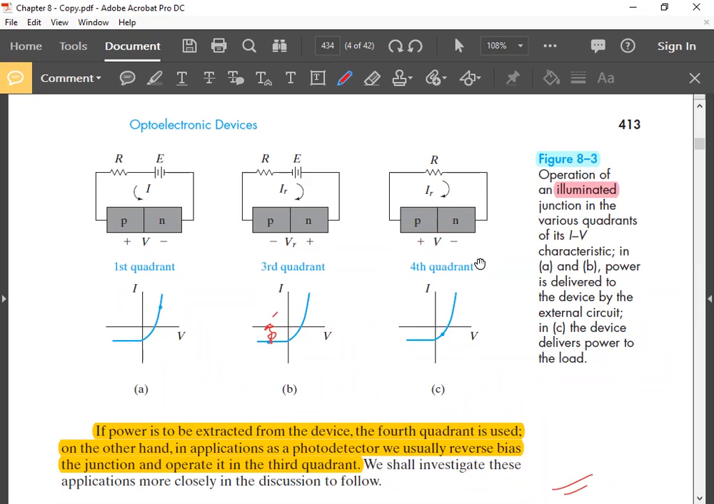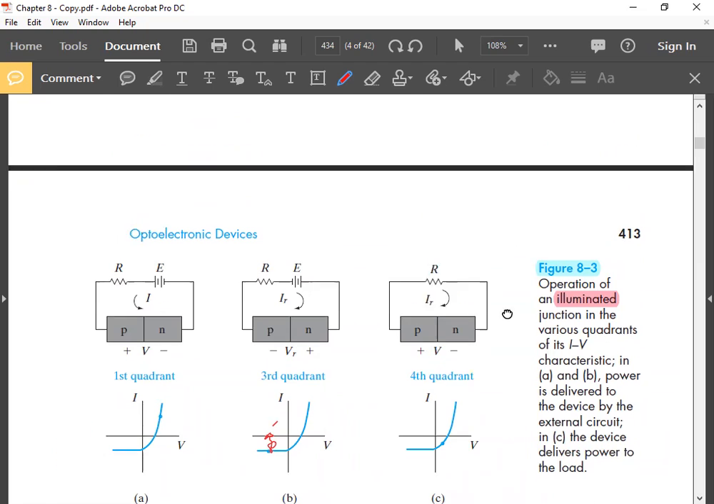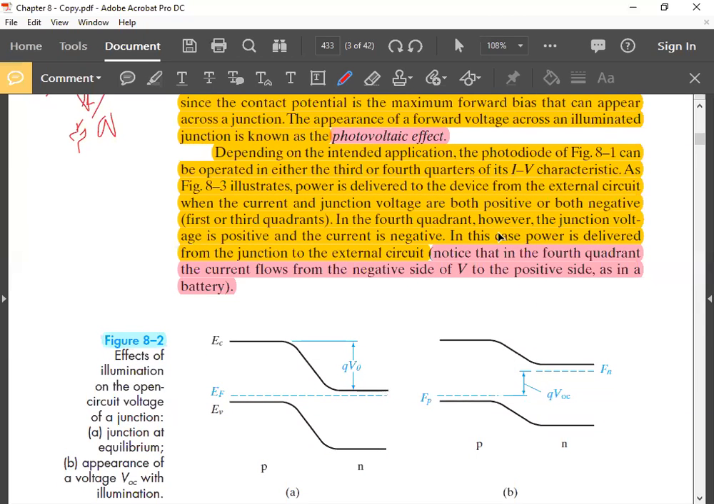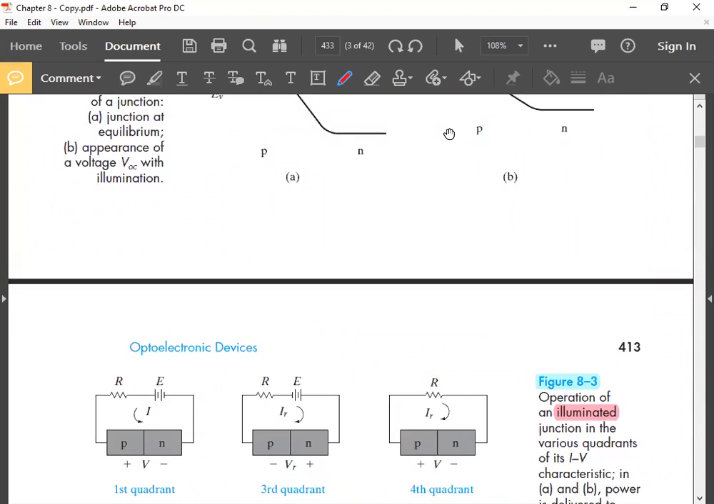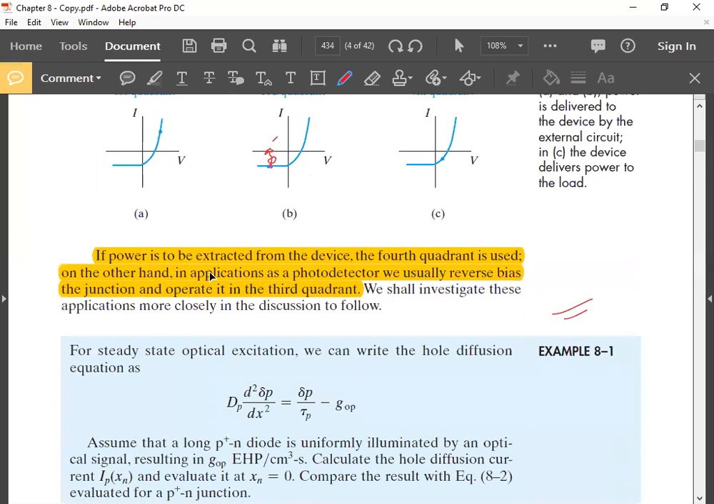So that is what is mentioned here. Notice that in the fourth quadrant, the current flows from the negative side of V to the positive side as in a battery. So in this case, power is delivered from the junction to the external circuit. If power is to be extracted from the device, the fourth quadrant is used. On the other hand, in applications as a photodetector, we usually reverse bias the junction and operate in the third quadrant.